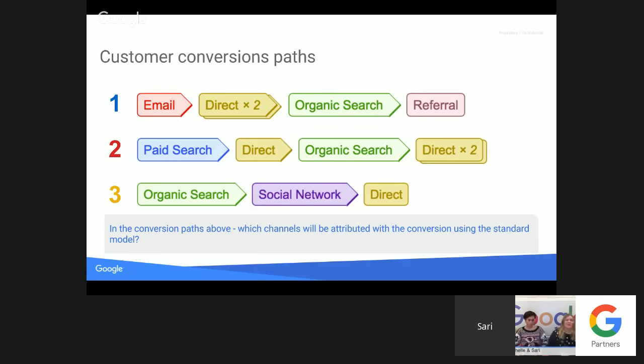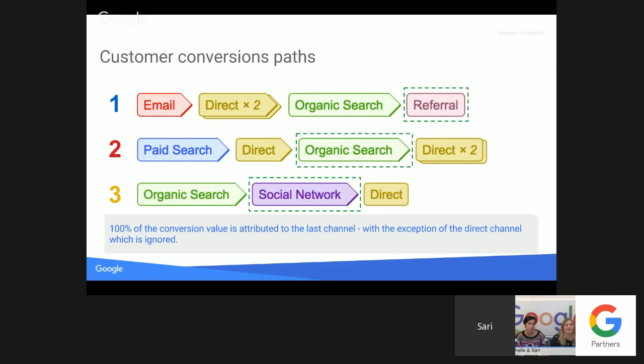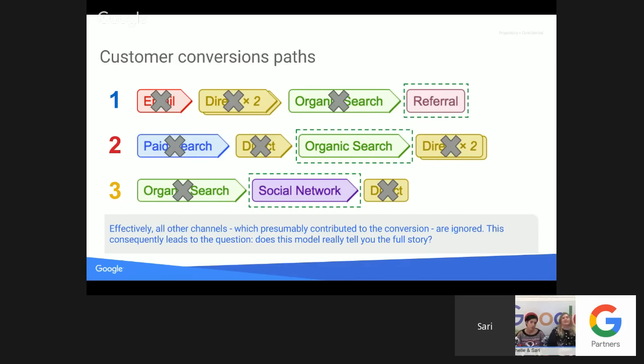So let's have a look at a conversion path above. When we are using a standard attribution model, what do you think? What channels will be attributed to the conversion? If you're looking at these different channels. The answer is that 100% of the conversion value is attributed to the last channel, with the exception of direct channel being ignored. What this means is that all the other channels will be ignored except the last one, which really doesn't tell us the full story of the conversion path.